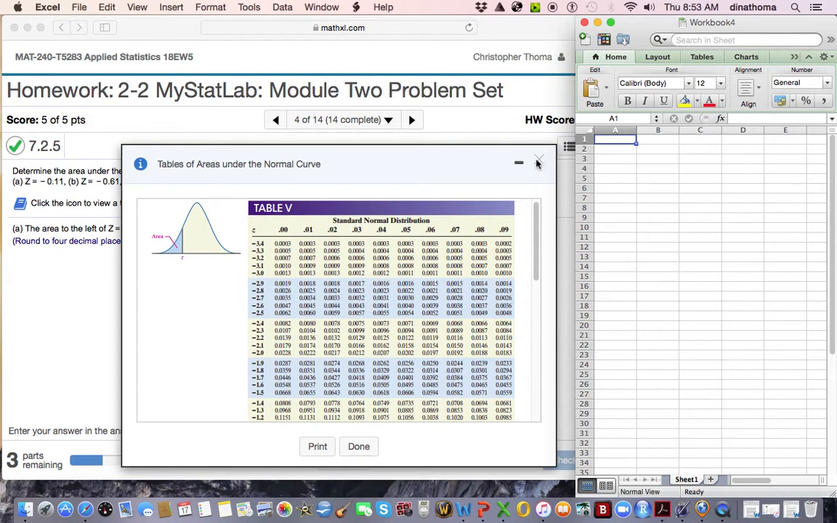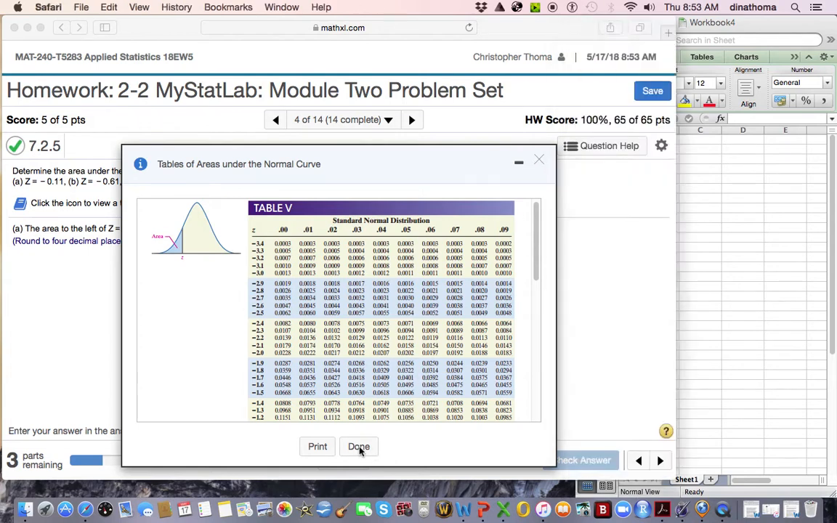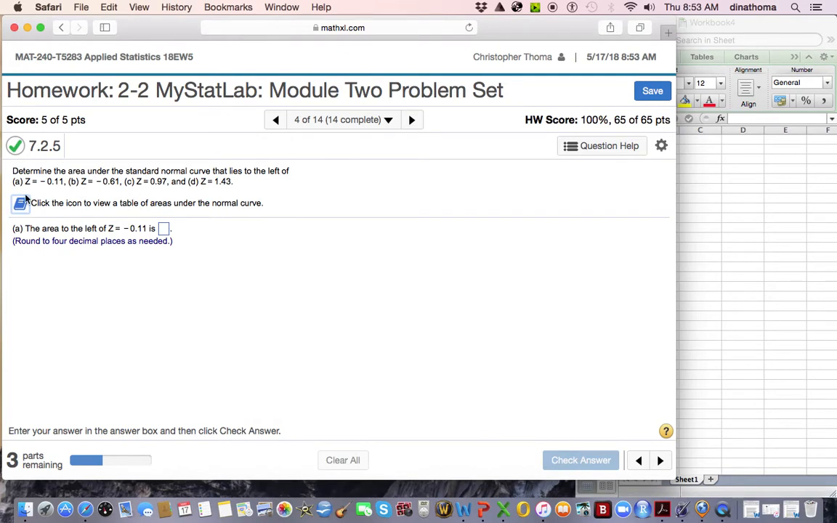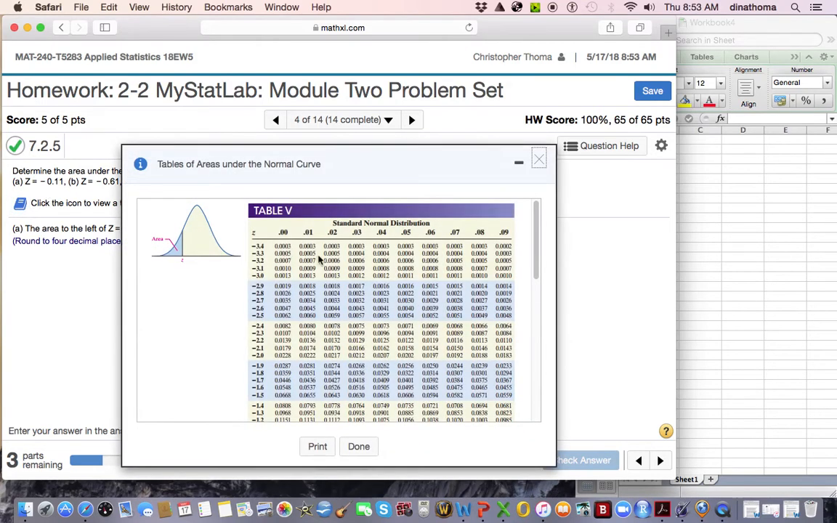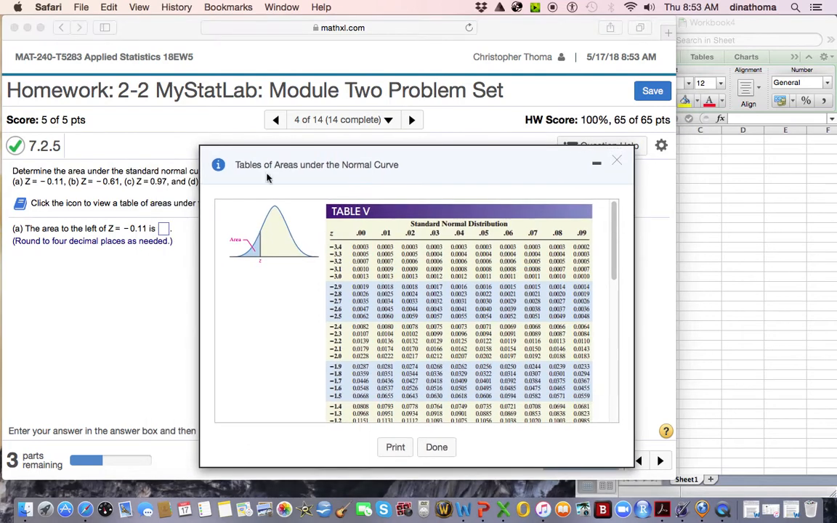So let's look how to do this problem using both the table and Excel. So I'm going to click on Done for a minute so we can get our numbers. So for part A, it wants me to find the area to the left of the z of a negative 0.11. They've already calculated your z-score, so you do not need to use that formula. So if I go to the table, I just find the value negative 0.11. See, this says z, so this is the ones place, the tenths place, and then up here is the hundredths. So we always go to 2 decimal places.